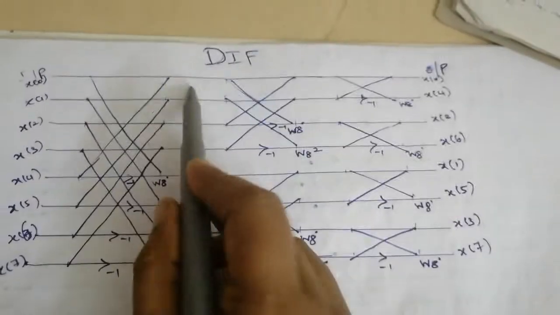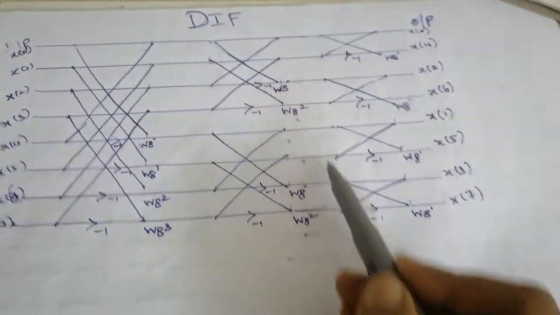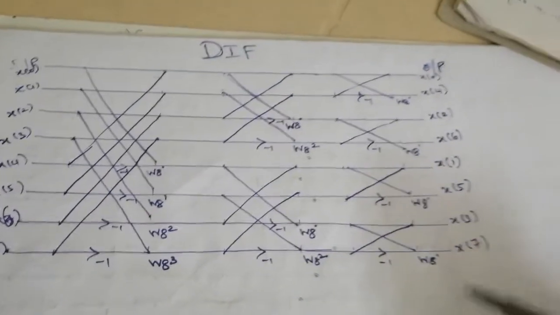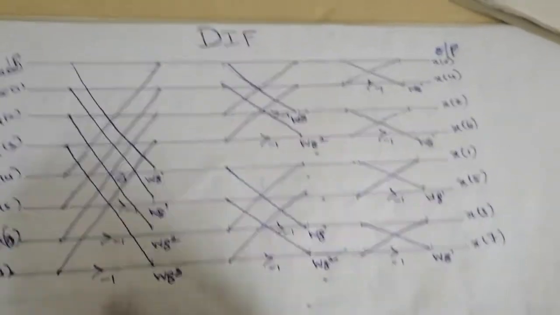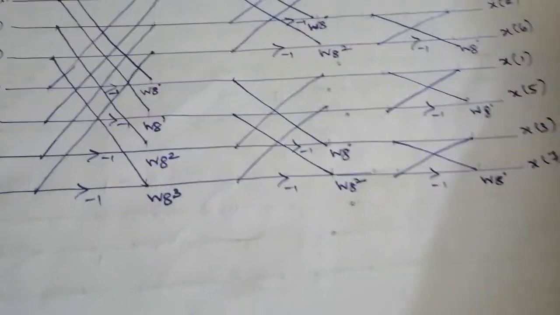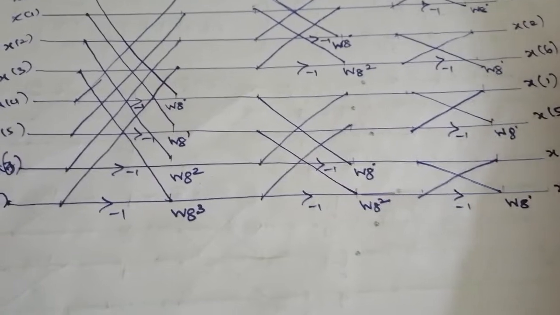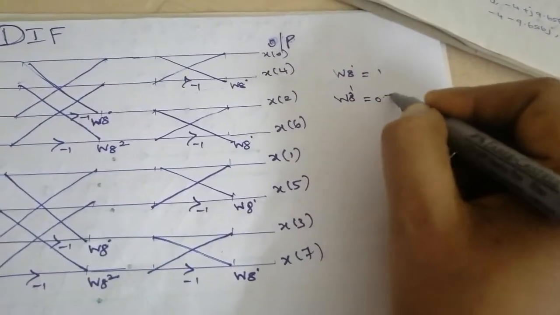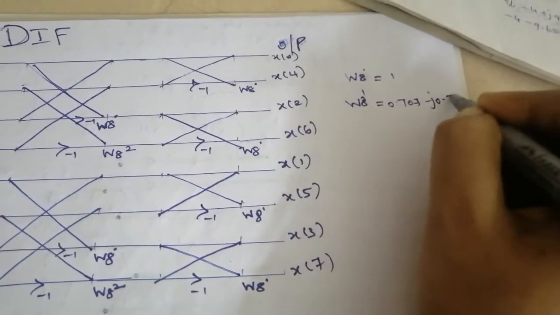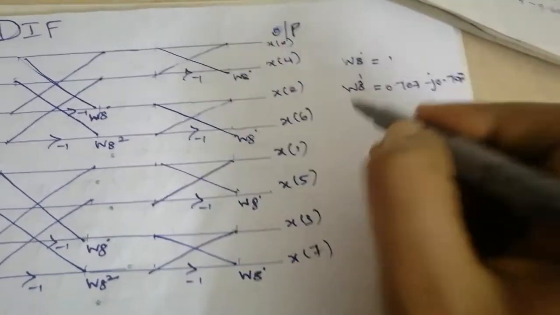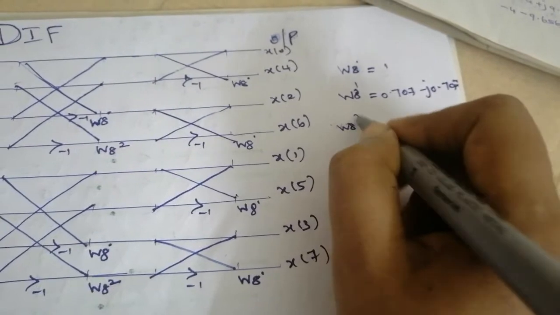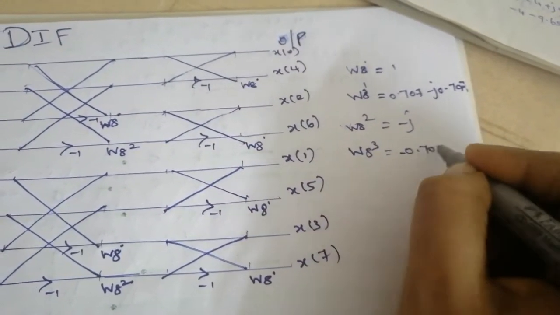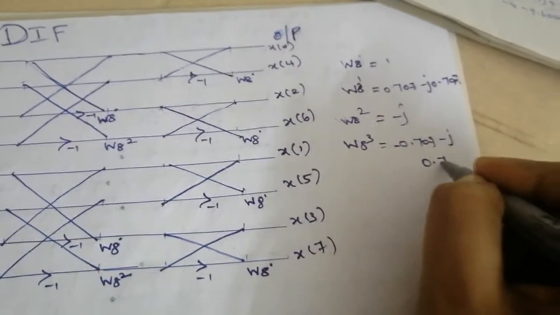Then by using this value, we are going to find this value, and then finally we have to find this value. So this method is the same. Let's see. The twiddle factor values are also the same. W8 power 0 equals 1, W8 power 1 equals 0.707 minus j 0.707, W8 power 2 equals minus j, W8 power 3 equals minus 0.707 minus j 0.707.